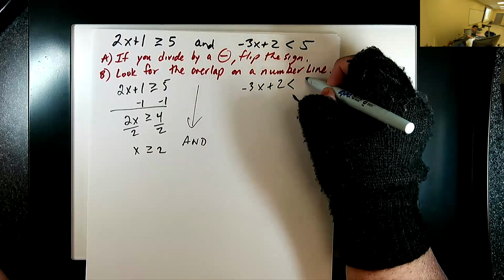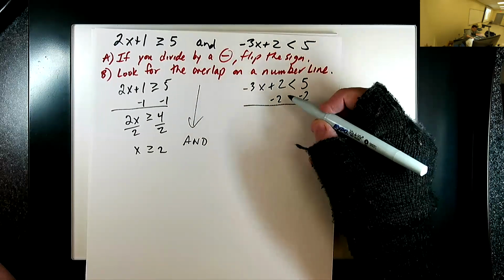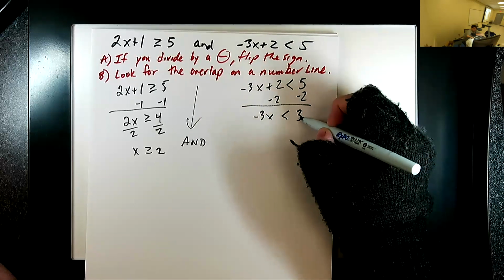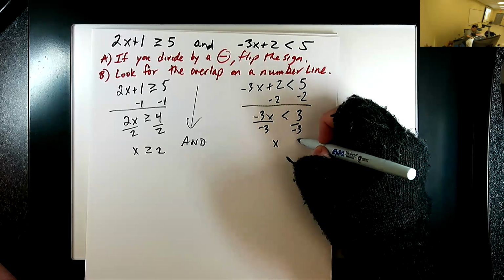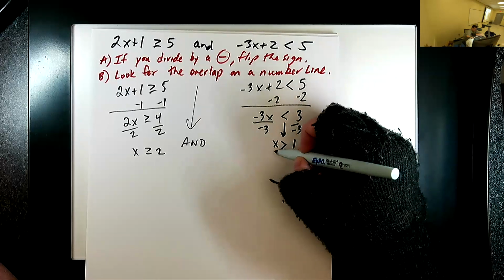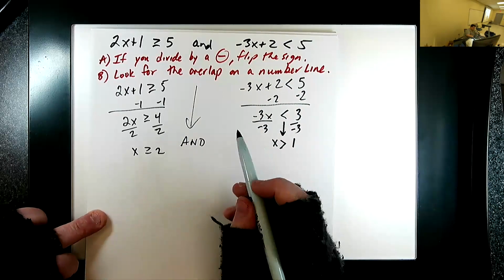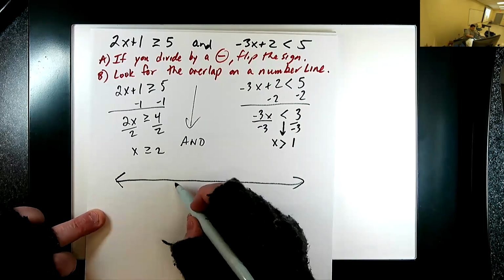Negative 3x plus 2 is less than 5. I subtract 2, and I get negative 3x is less than 3. Divide by negative 3, and I get x. I divided by negative, so I gotta flip the sign. X is greater than 1. Not greater than or equal to, just greater than.